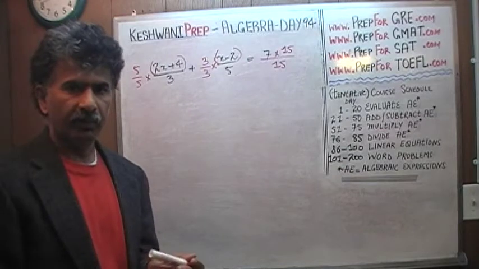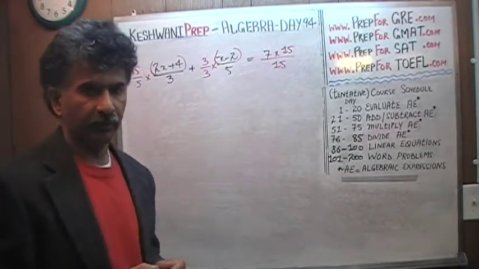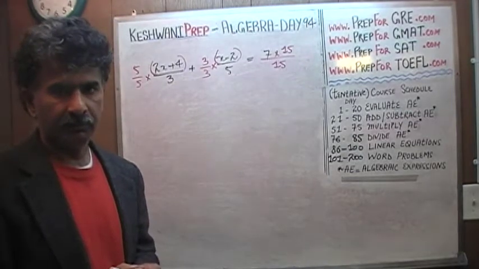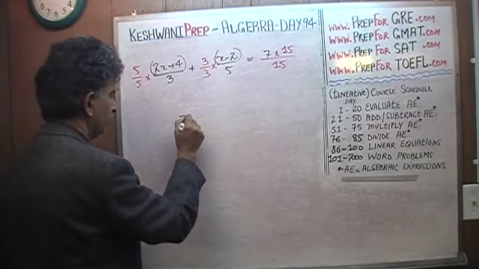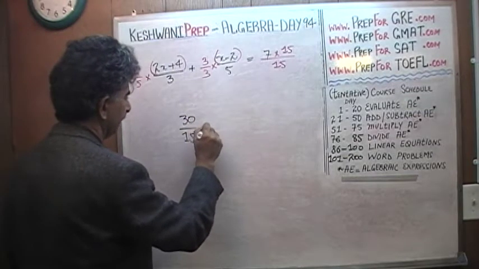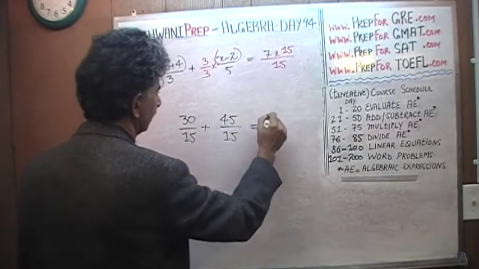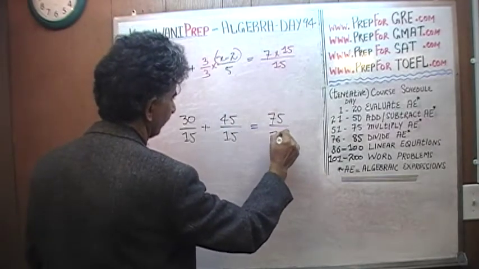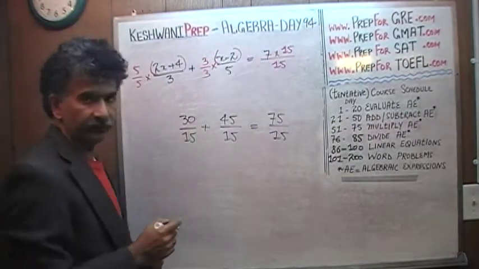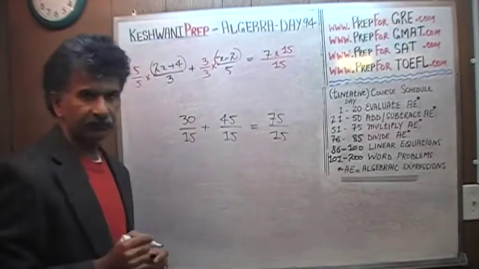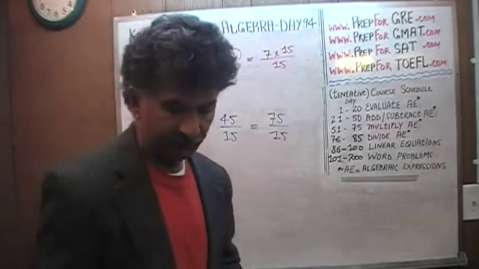Since the entire equation has a denominator of 15, every single term on both sides of the equation has the same denominator, so we can ignore it. For example, 30 divided by 15 plus 45 divided by 15 equals 75 divided by 15. 75 divided by 15 is 5. 30 divided by 15 is 2. 45 divided by 15 is 3. 2 plus 3 is 5. This is a valid equation.